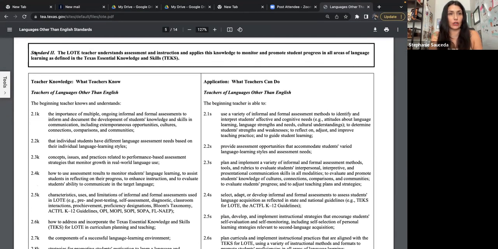So let's take a look at standard 2. We have the language other than English teacher understands assessment and instruction. I'm going to just circle it here, because assessment and instruction is a cycle. It's a cycle that continues to grow. It continues to grow the kids if we do it correctly.